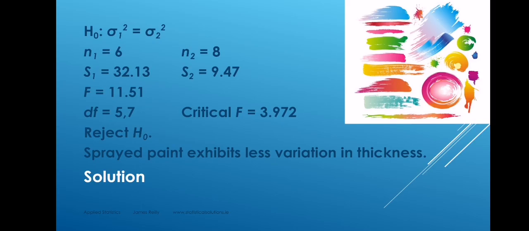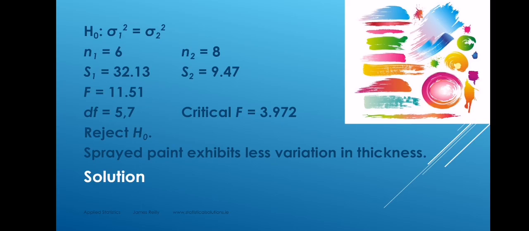So we calculate the sample statistics. In sample 1, we have N1 equals 6, S1 equals 32.13. In the second sample, we have N2 equals 8 and S2 equals 9.47. So we take the bigger variance, 32.13 squared, and divide it by the smaller variance, 9.47 squared, and we get the variance ratio of 11.51. That was taking the first sample variance divided by the second. So we have divided a variance based on 5 degrees of freedom by a variance based on 7 degrees of freedom. So since the degrees of freedom are 5 and 7, we go to the tables of the F distribution, which you can find on the last page of the textbook.